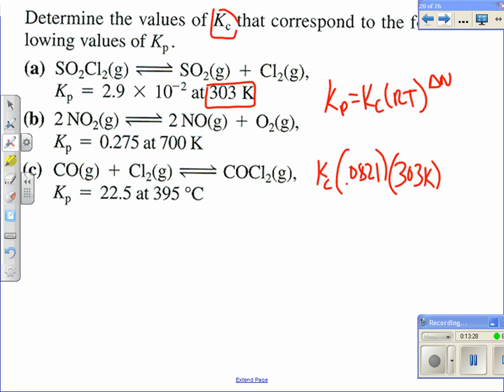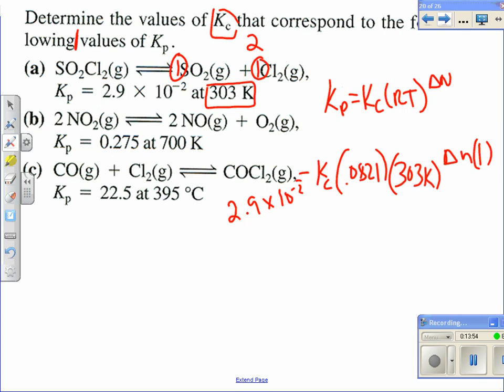I'm solving for Kc. The Kp value they gave me is 2.9 times 10 to the -2 right there. Last but not least, I need delta n. To find delta n, I look at moles of gaseous products. I have 1 mole there, 1 mole there, so that's 2. Gaseous reactants, I have 1 mole. So 2 minus 1 is going to be 1. So my delta n value is going to be 1.